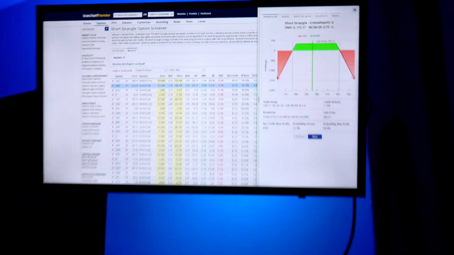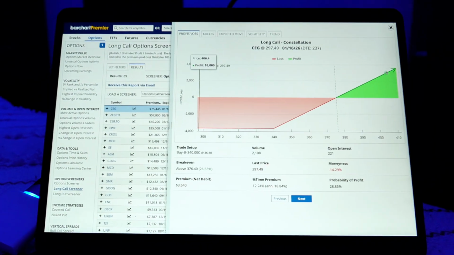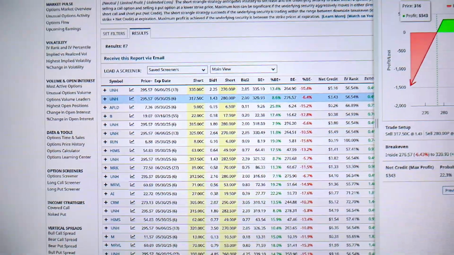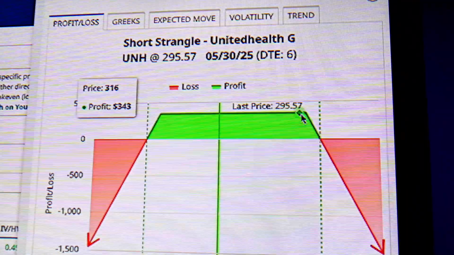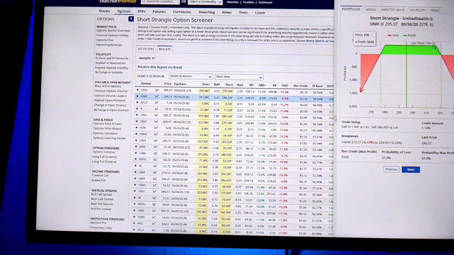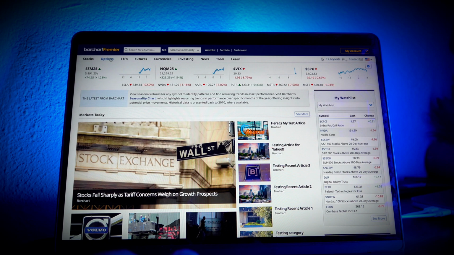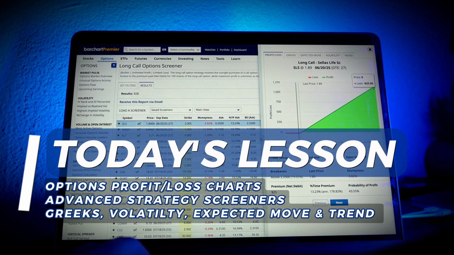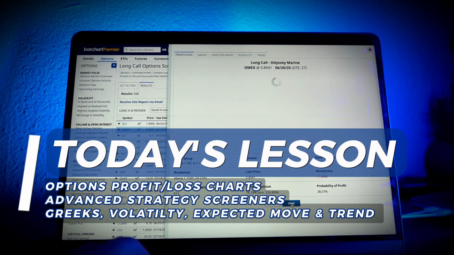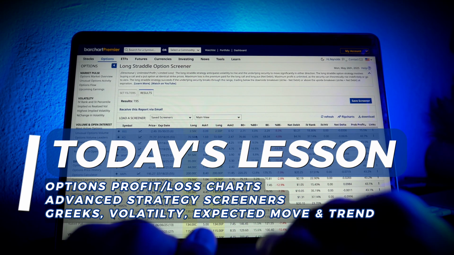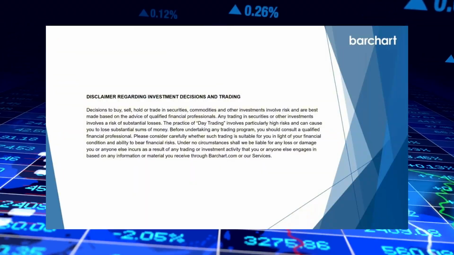Whether you're a beginner trying to visualize how options work or an experienced trader evaluating complex spreads, this interface gives you everything you need, from break-even analysis to Greeks, expected move, volatility, and even trend momentum. By the end of this video, you'll know exactly how to use these tools to spot your break-even levels, understand your max profit and risk, gauge volatility and directional bias, confirm trends plus market strength, and make more data-driven trading decisions. Let's dive in. As always, let's take a look at Barchart's disclaimer.